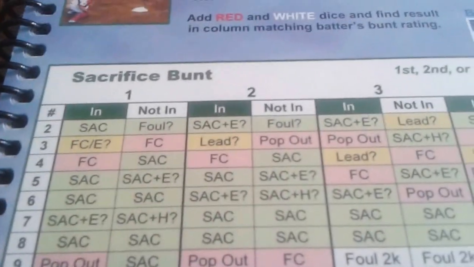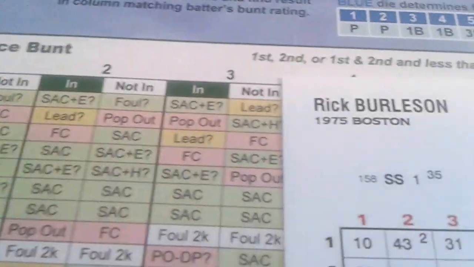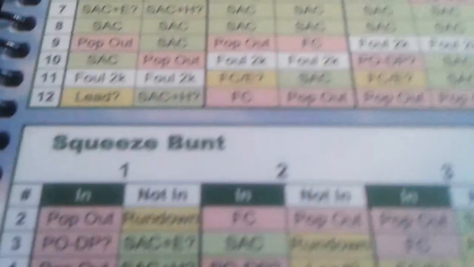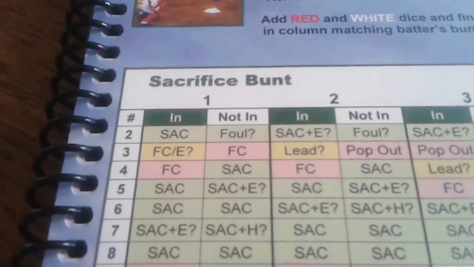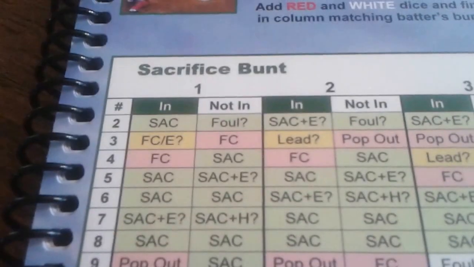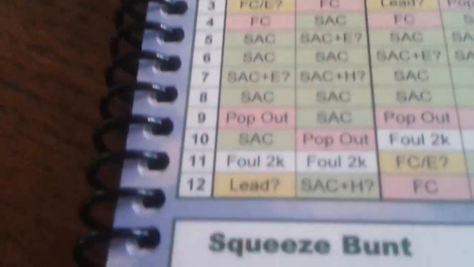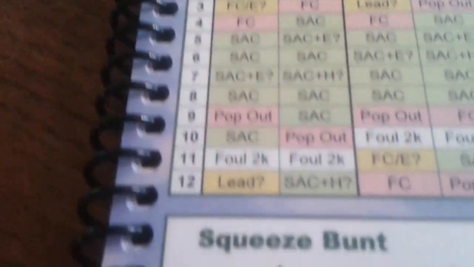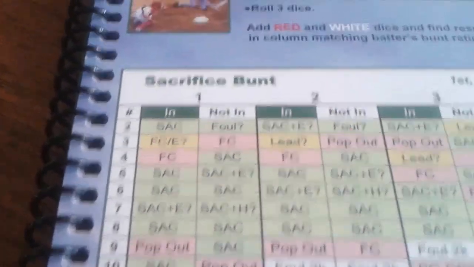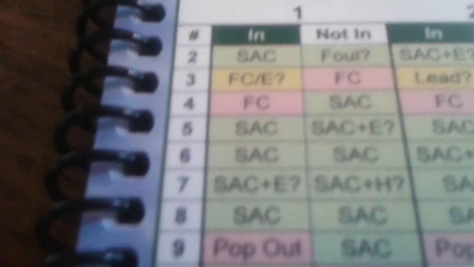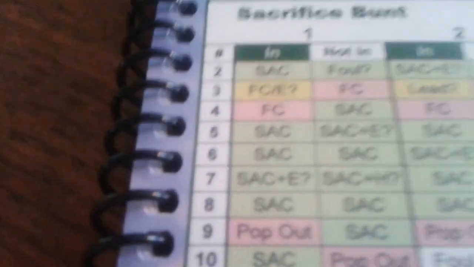Okay, if we're thinking about sacrifice bunts, first we have to look at the bunt rating for Rick Burleson. It shows him with a bunt rating of 1. So we come over to the bunt play chart. Rating of 1. The defense, of course, is going to be in at the corners expecting a bunt. We're going to use that column, the one on the far left here, and roll the 2 D6s to see what the result is. We roll a 5. Coming over here, it says sacrifice, so it looks like he did it correctly.